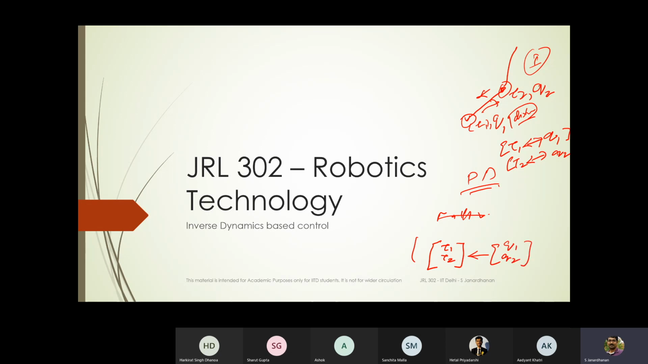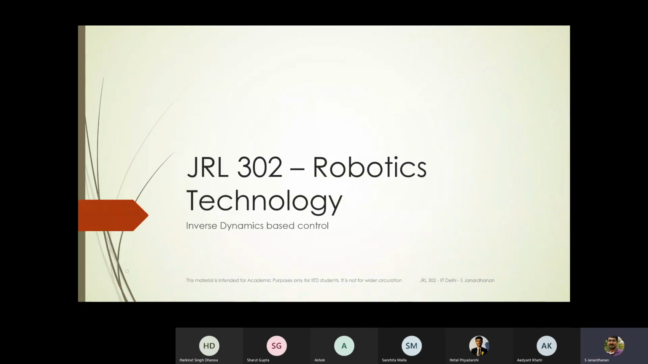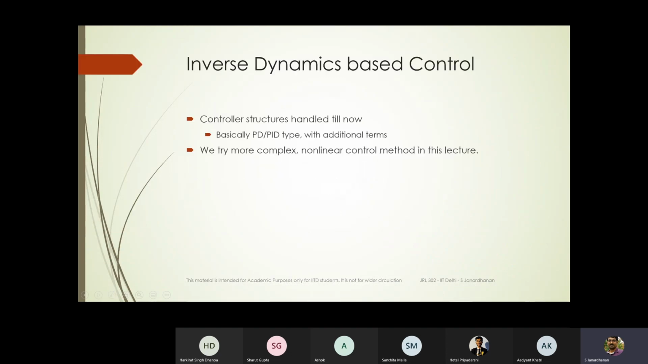You take the coupled equation, and because you are taking the coupled equation, it is quite possible that some of these terms which were initially considered as disturbances no longer need to be considered as disturbances. They can be handled more efficiently. So that was the differentiation between the multivariable control and the independent joint control.